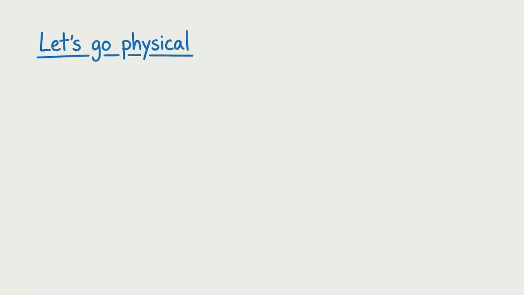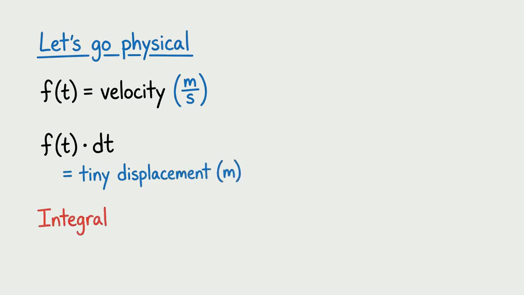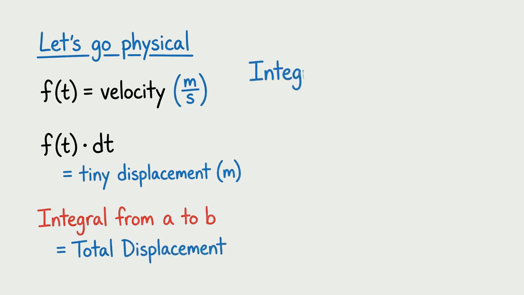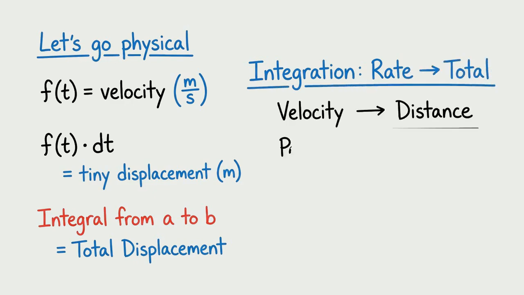Let's go physical. Suppose f of t is velocity in meters per second. Then f of t times dt is a tiny displacement, meters. And the integral from time a to time b gives you total displacement. So integration turns a rate into a total, velocity into distance, power into energy, density into mass.